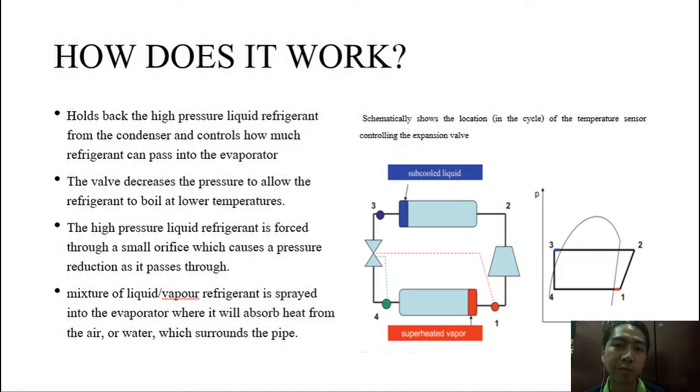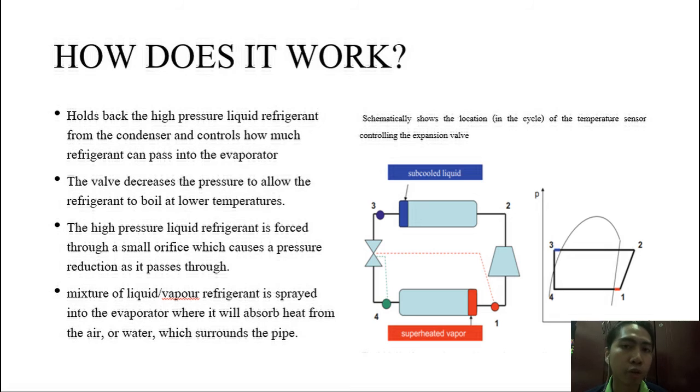This mixture of liquid vapor refrigerant is sprayed into the evaporator, where it will absorb heat from the air or water, which surrounds the pipe. In this example, as the refrigerant passes through the evaporator and is exposed to more thermal energy, it will undergo a complete phase change and will become a saturated vapor towards the end of the evaporator coil. During this change, there will be no temperature change because of the latent heat. Instead, it will increase in enthalpy and entropy.